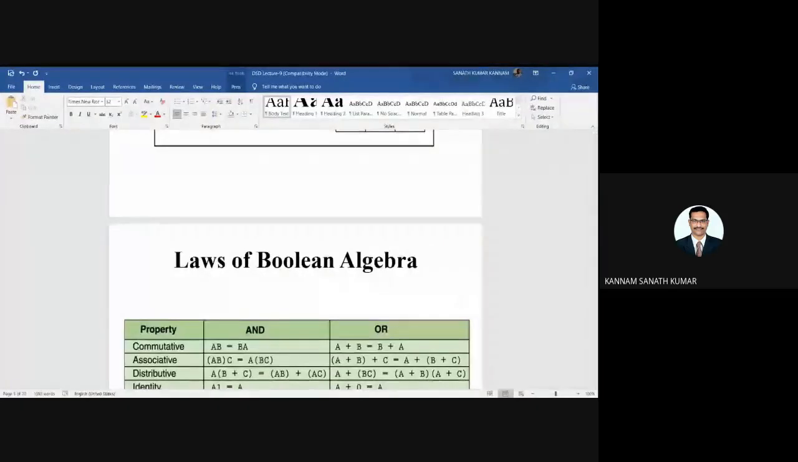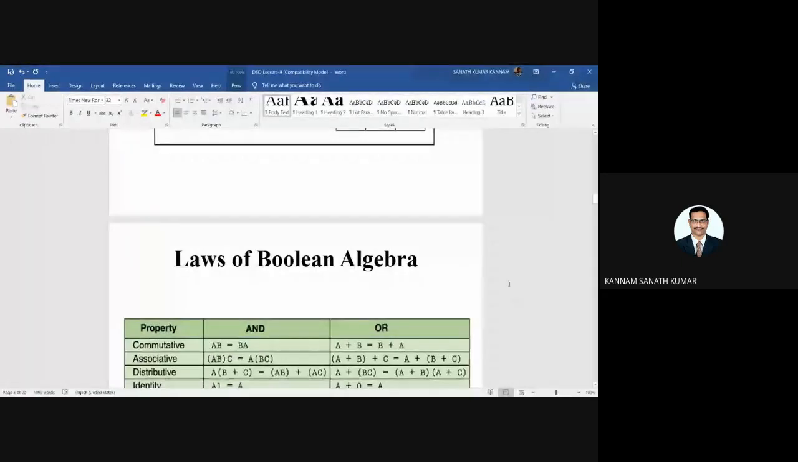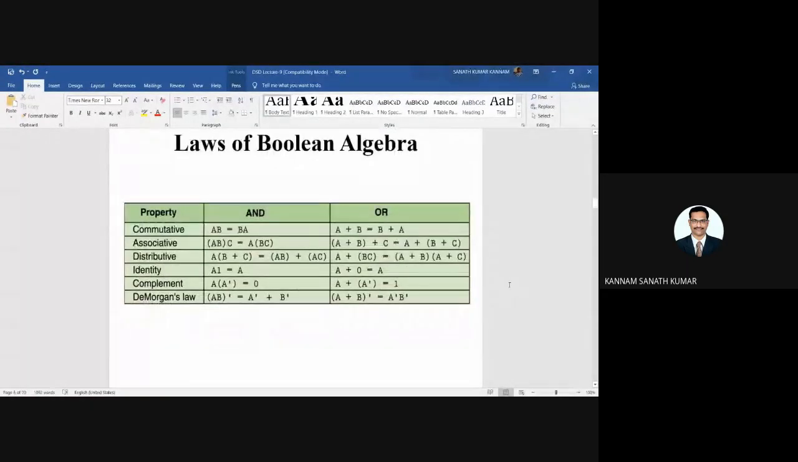Now we'll see the Boolean laws. Okay. So Boolean laws of Boolean algebra. One is the commutative law. The commutative law says that, in AND and OR, AB equal to BA. This is commutative law. And A plus B equal to B plus A. Okay.